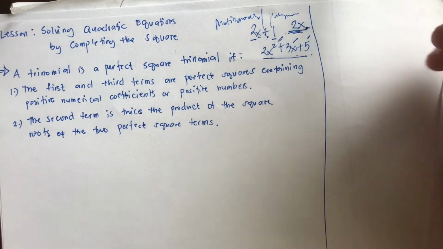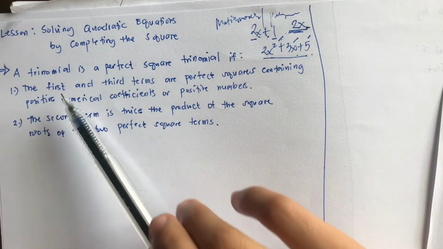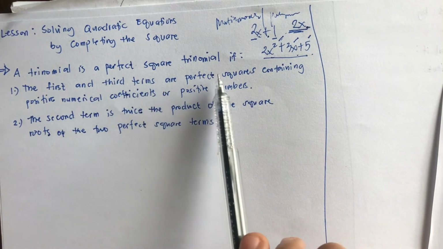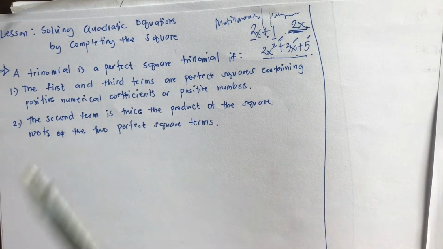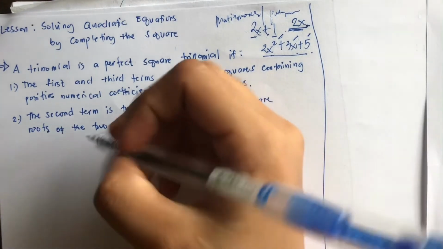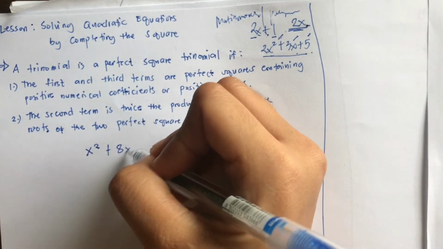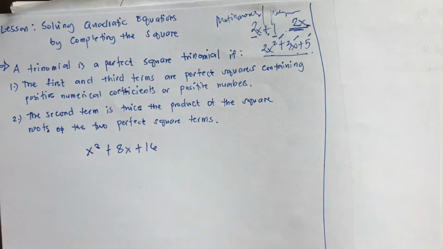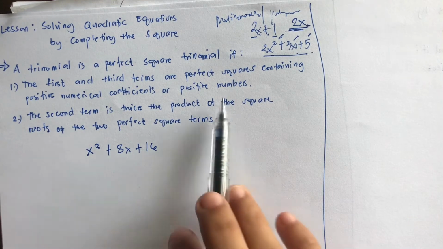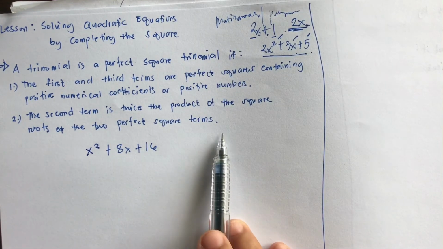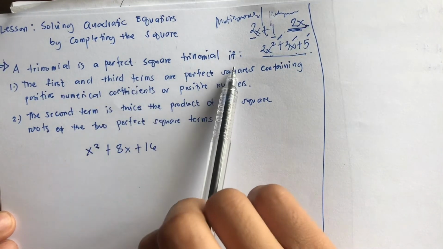Okay, so we have here, a trinomial is a perfect square trinomial if, first, the first and third terms are perfect squares containing positive numerical coefficients or positive numbers. Say for example, we have here a trinomial x squared plus 8x plus 16. Lantawon nato kung na-satisfy ba kani nga trinomial sa kaning conditions ka atong gibasa or atong gisuyat sa taas. So ang first kuno o ang third terms are perfect squares.